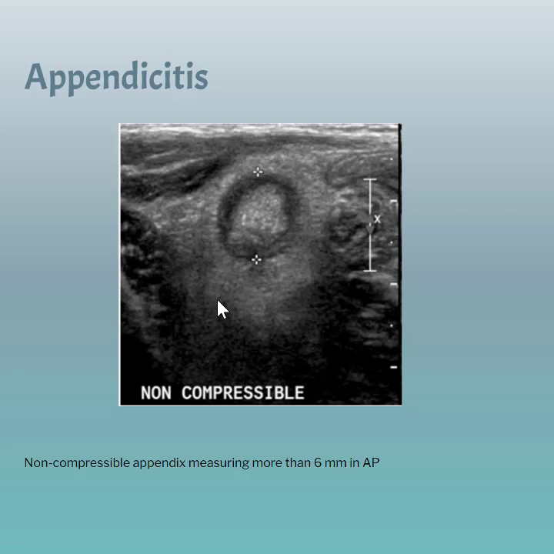We're also going to measure in the AP diameter. Quite often we will measure in transverse and in longitudinal just to double check our measurements. This measurement will be greater than 6 millimeters in a positive appendicitis.